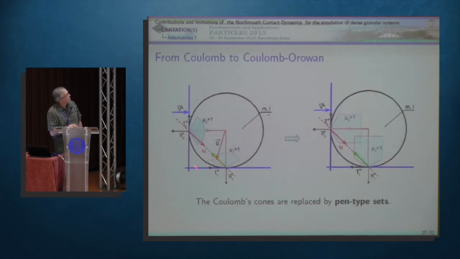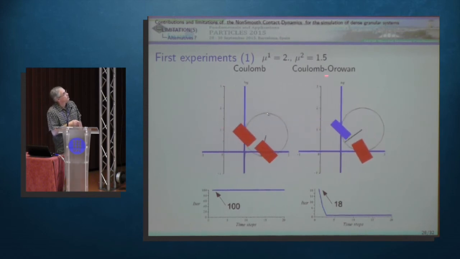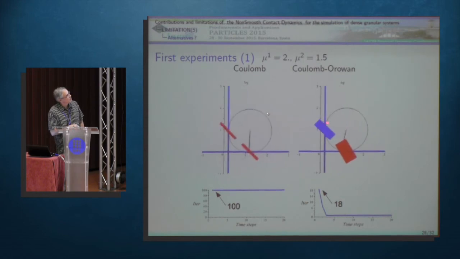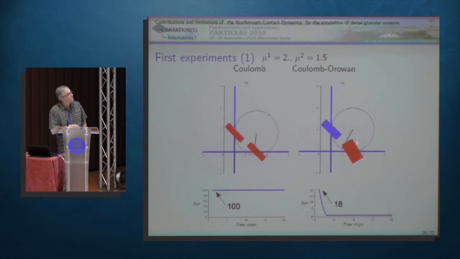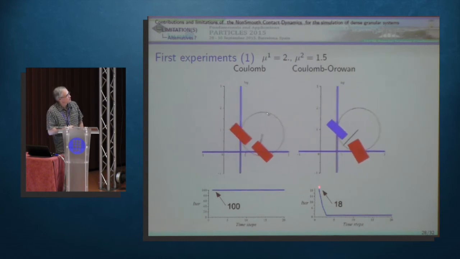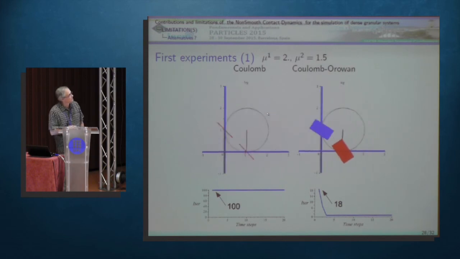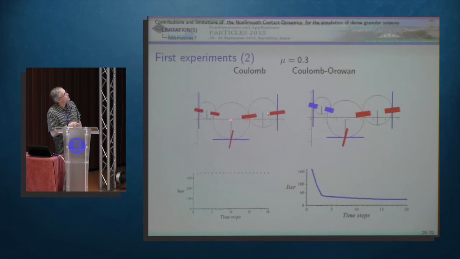Geometrically, the Coulomb's cones are simply replaced by pen type sets represented here, where the tangential component of the impulse is bounded, clearly in the tangential direction, of course. And we can verify that with the Coulomb-Orowan model, we now have convergence. The Tresca threshold is reached for one contact and not the two, and the convergence is restored in this situation clearly. We have the same behavior, of course, for the three disk example with only two contacts over the five. The Tresca threshold is reached for the two contacts.